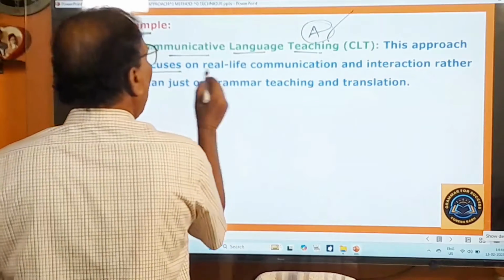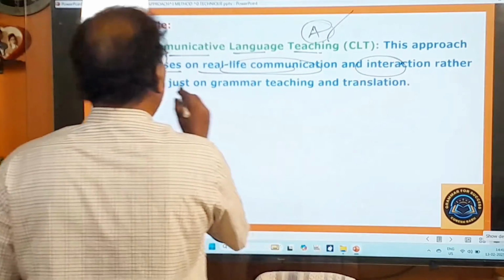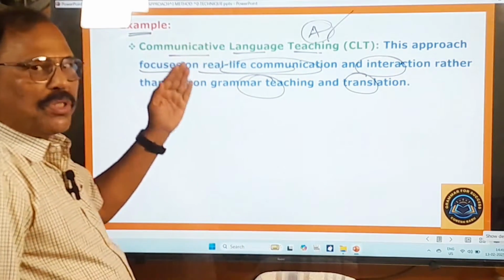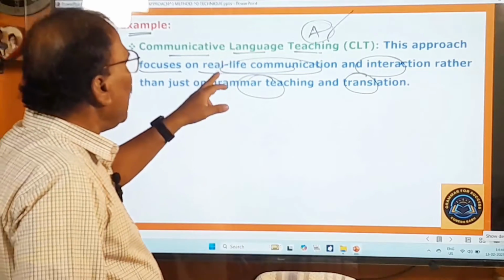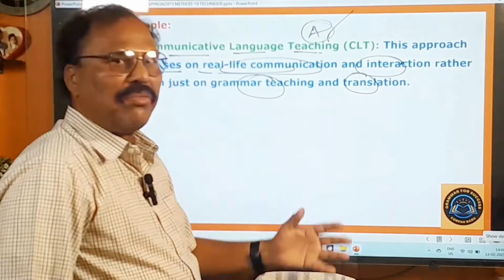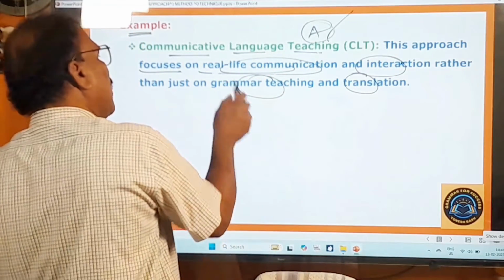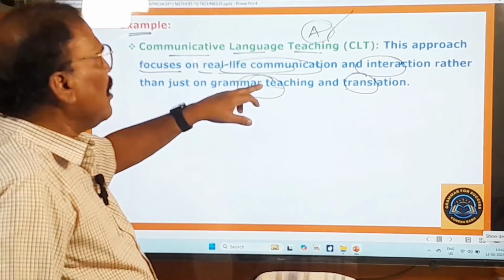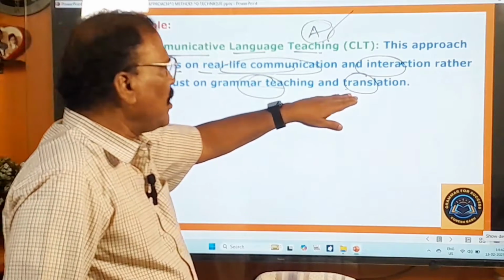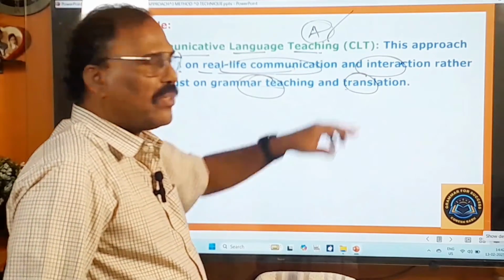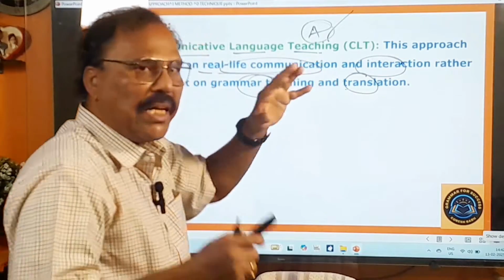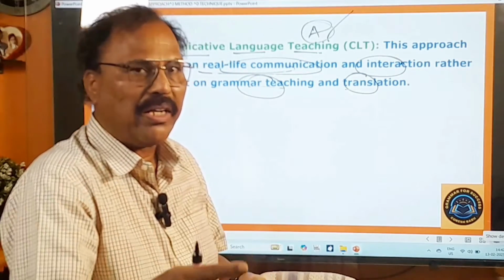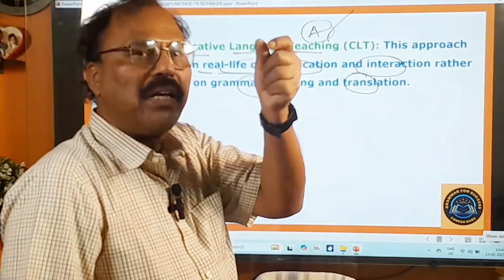This approach focuses on real-life communication and interaction rather than just on grammar teaching and translation. So, if you follow this approach, you are to teach the students real-life communication and interaction with one another, instead of just teaching them only grammar and translation. This advises the teachers not to just teach grammar and translation, but real life communication and interaction. So real life communication, interaction, that is very important. If the students are trained in real life communication and interaction with one another, they can pick up that language very quickly and very easily also.